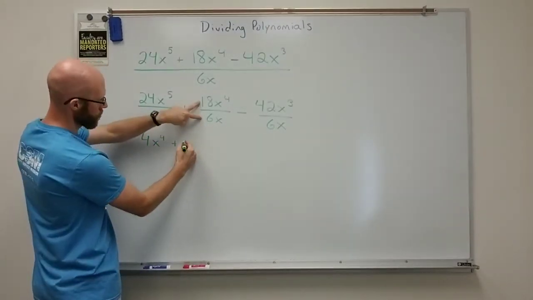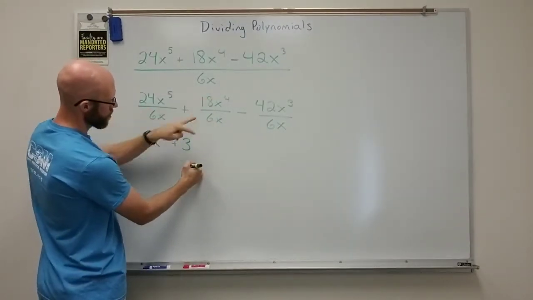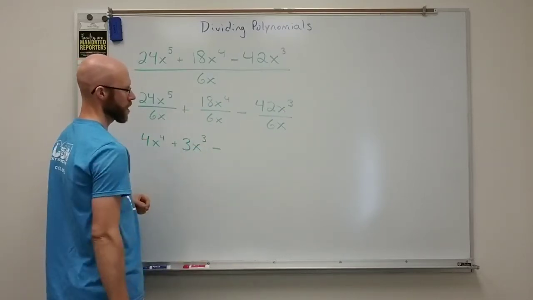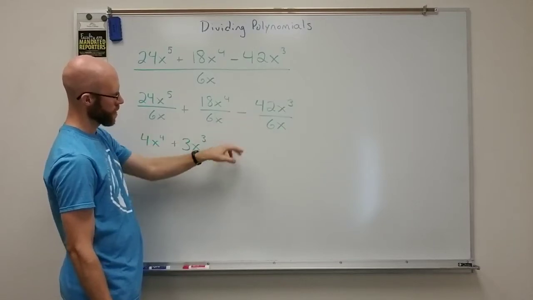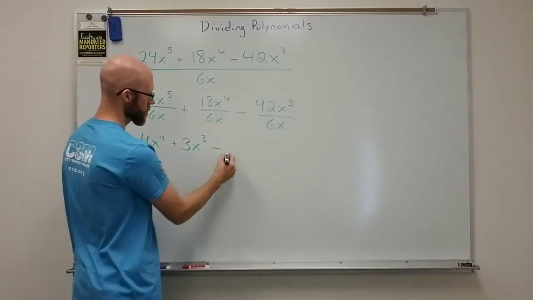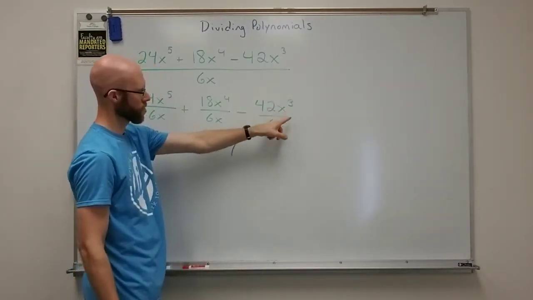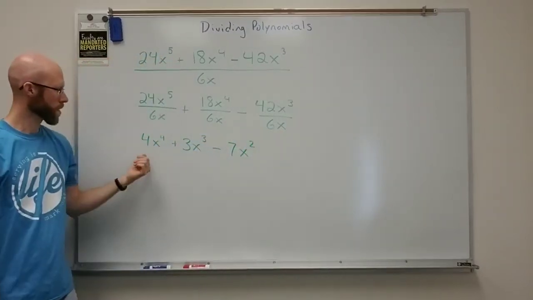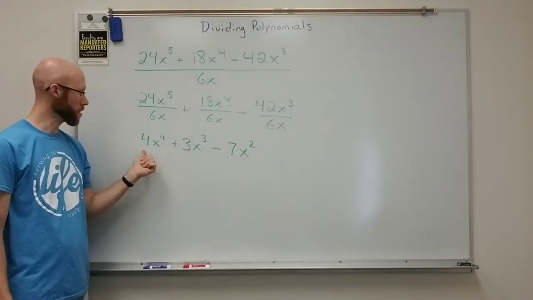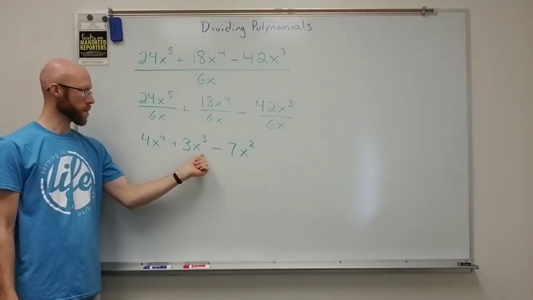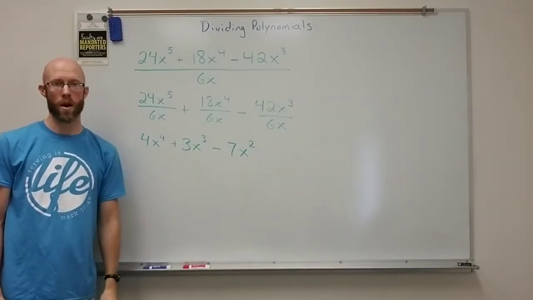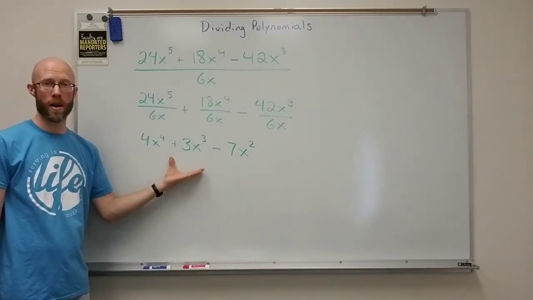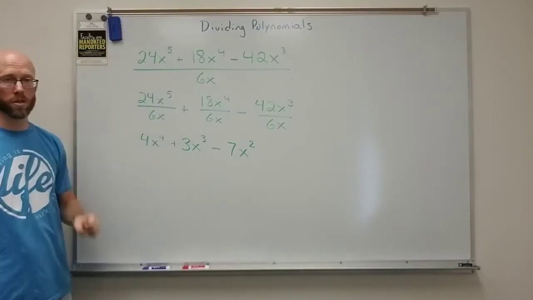Add to that, well, 18 over 6 is 3. X to the 4th over x is x to the 3rd. And then subtract, and 42 over 6 is 7. And x to the 3rd over x is x to the 2nd. Okay, and so I'm left with just a polynomial, 4x to the 4th plus 3x cubed minus 7x squared. It's a trinomial, and it would be the final answer to this original division.